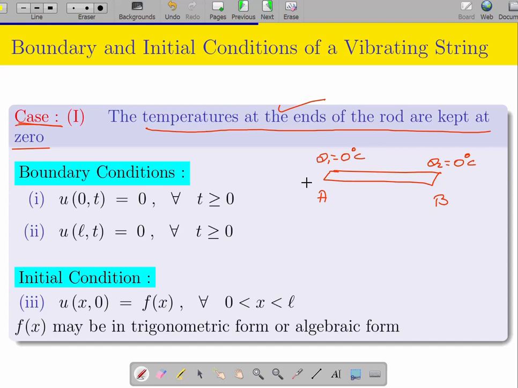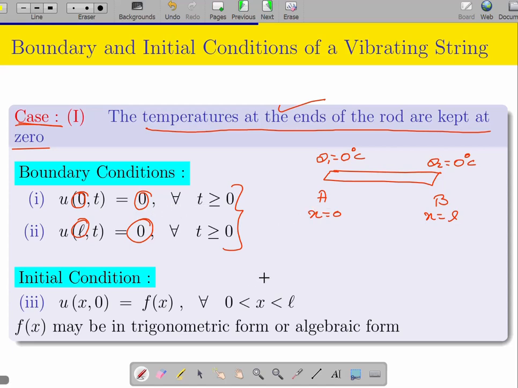Here x is 0 at one end. Suppose the length of the rod is L, then x is L at the other end. When x is equal to 0, the boundary condition is that the temperature is 0. Similarly, when x is equal to L, at the other end the temperature is also 0. Both boundaries are at 0 temperature. And t greater than or equal to 0 means for any t. After some time, t may be 1 second, 2 seconds, 5 seconds, 10 hours, 20 hours. After any time, both of the ends will always be 0. That's the boundary condition.